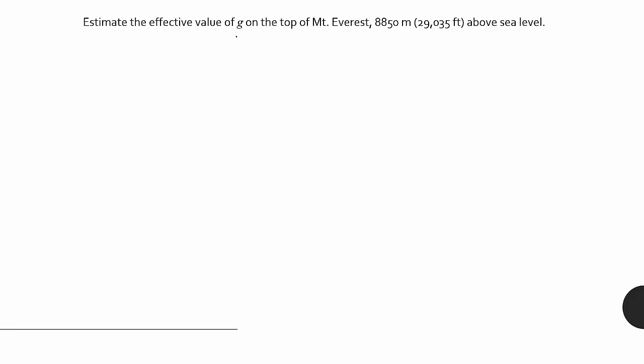All right, quick little example here. What is the effective value of g on the top of Mount Everest? So using that equation we just looked at, GM over r squared, where now we're going to make r a little bit bigger than it typically is and see how that affects the gravitational acceleration on Mount Everest. So this is 6.67 times 10 to the negative 11th. M is the mass of the Earth. That is 5.98 times 10 to the 24th, as I showed you on the previous slide.